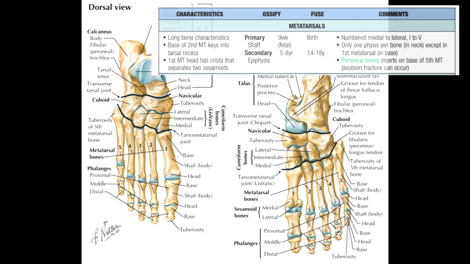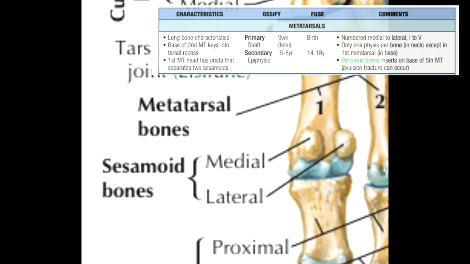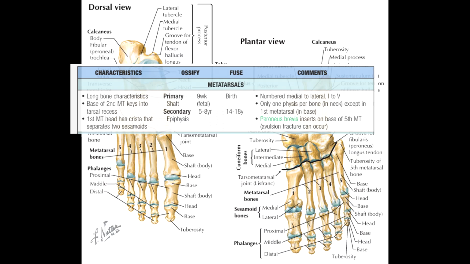Another point of note is the head of the first metatarsal, which possesses a crest separating 2 small grooves that accommodate the medial and lateral sesamoid bones. This crest and the sesamoids together form a pulley system for the flexor hallucis brevis tendon. This anatomical detail may seem minor, but clinically it is critical. Sesamoid injuries, fractures, or sesamoiditis are common causes of forefoot pain, especially in runners, dancers, and individuals with hallux valgus deformities.